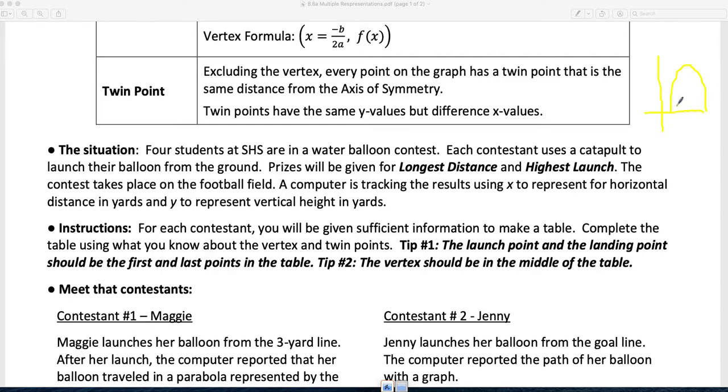Those should be at the extreme ends of your table. So the top number in your table should be this x-intercept. The last number in your table should be this x-intercept. Make note of that. It'll help you out. It'll make it a lot easier.